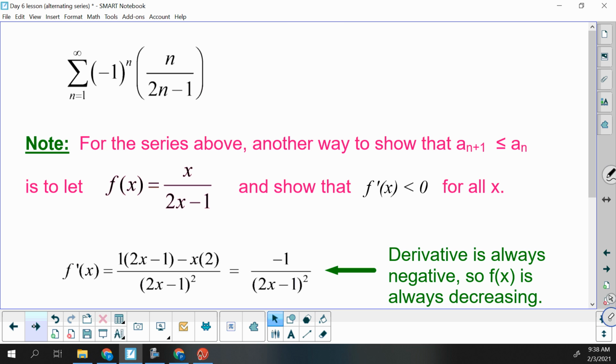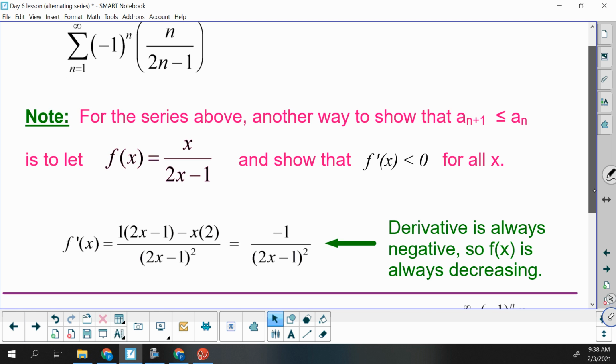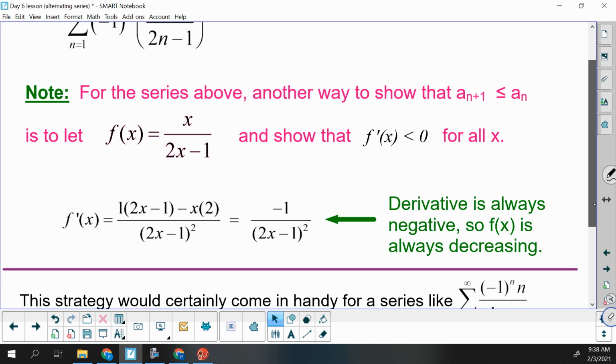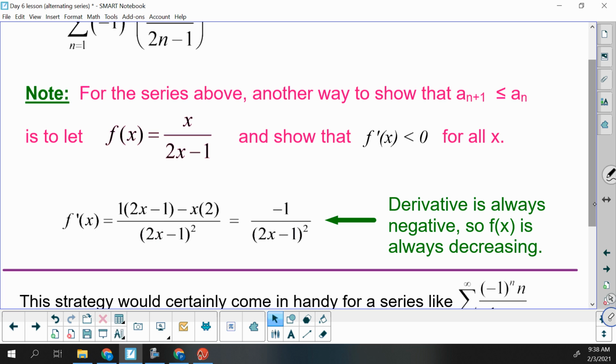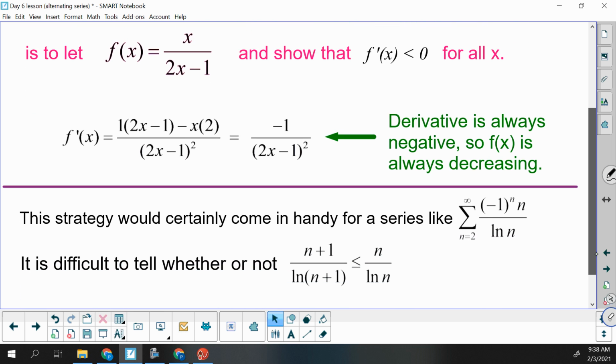Now, another option you have for showing that each term successively is going to get smaller is you could take your a_n values and think of them with x's in there and do the derivative. So here's a quotient rule. You've got derivative of the top times the bottom minus the top times derivative of the bottom over the bottom squared. Well, that neatens up into something that's always negative. You've got negative 1 over something squared. So that tells us there that it's always getting smaller. So that would be if it is tough to determine from the terms, you could always do it that way.